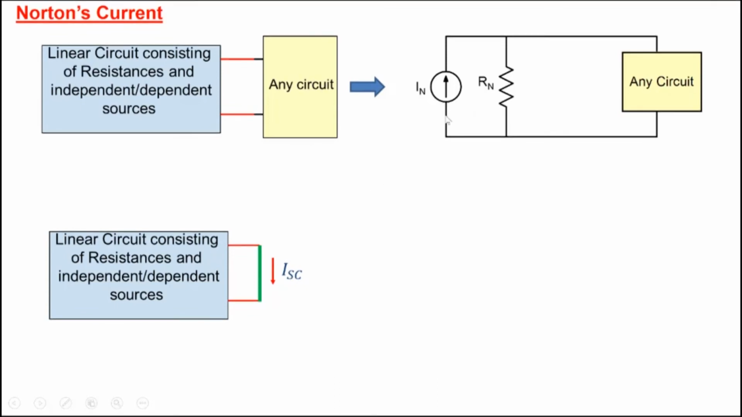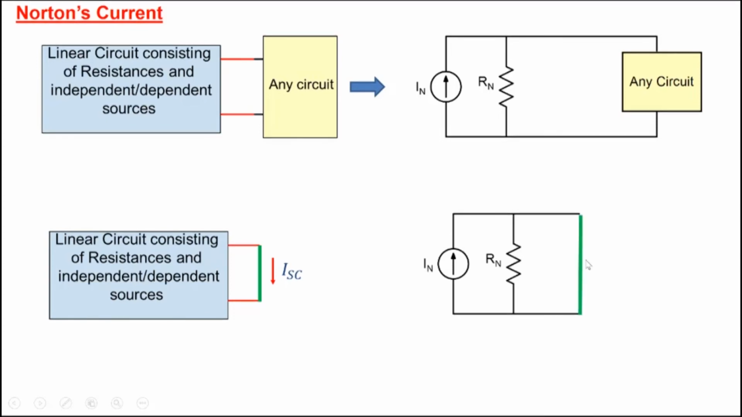Now note, similarly, this is the original circuit, this is the Norton's equivalent circuit. We take this particular part here, we disconnect it from the remaining. We short circuit it here. And the current that flows here would flow into this short circuit here. Because these two circuits are equivalent, IN must be equal to ISC.